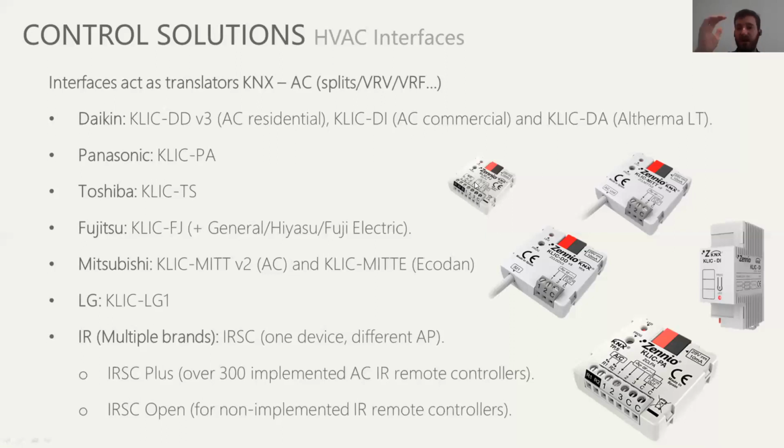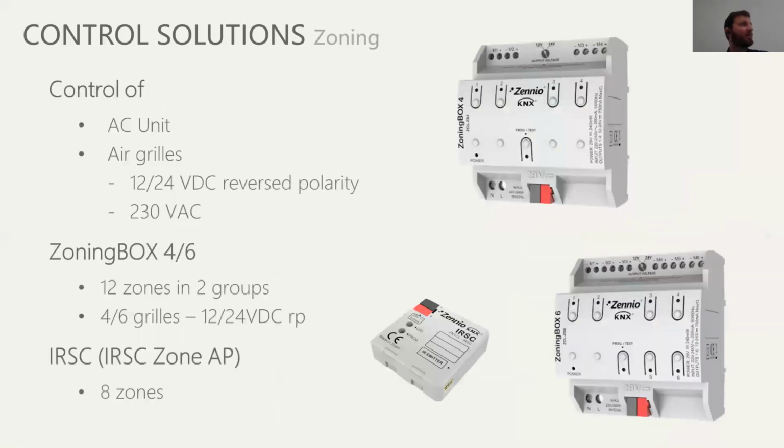So we've seen fan coil control, we've seen direct interfacing, whether that's translating into the language of each manufacturer or translating to IR interface, to IR string. And now we've got zoning. Zoning is a bit different from the above, in that you still have to control the AC unit when controlling a zoning AC solution.